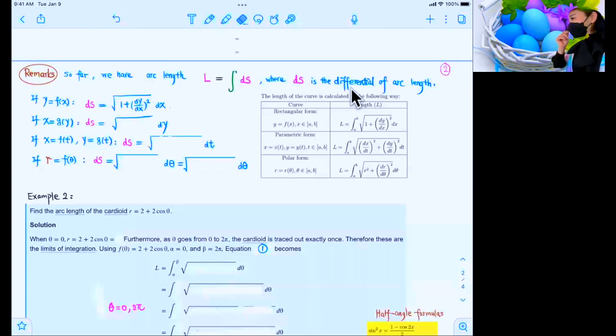The next one, I want to ask someone to do this without Ryan. Okay. So what will this be? If x is a function of y, how do you represent this ds, the differential arc length? Put the dy outside. What should I put inside? 1 plus dx over dy squared. Yes, you got it, Nick. You did it. Okay. You got it.